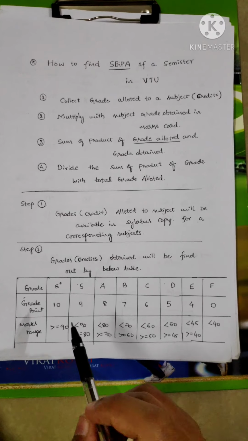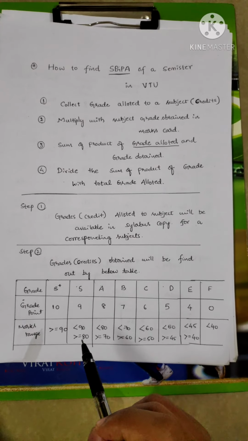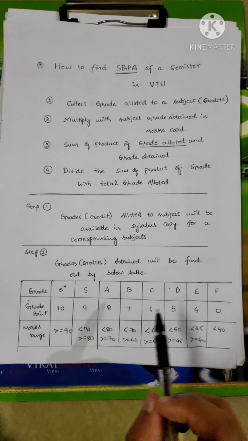So if you are getting marks between 90 and 80, you will be getting a grade point of 9. So like that.